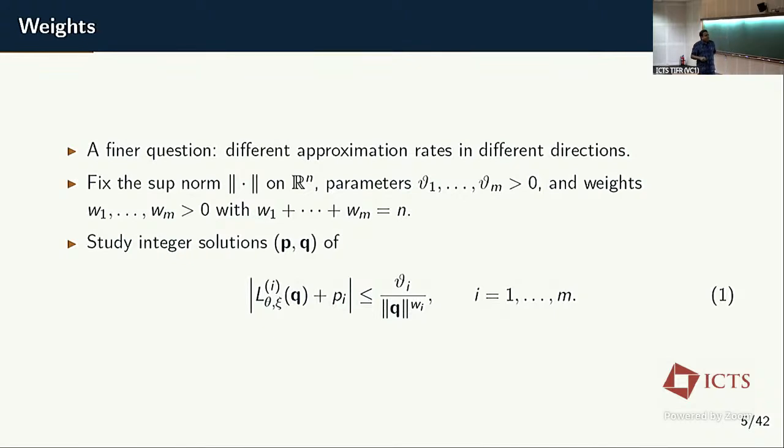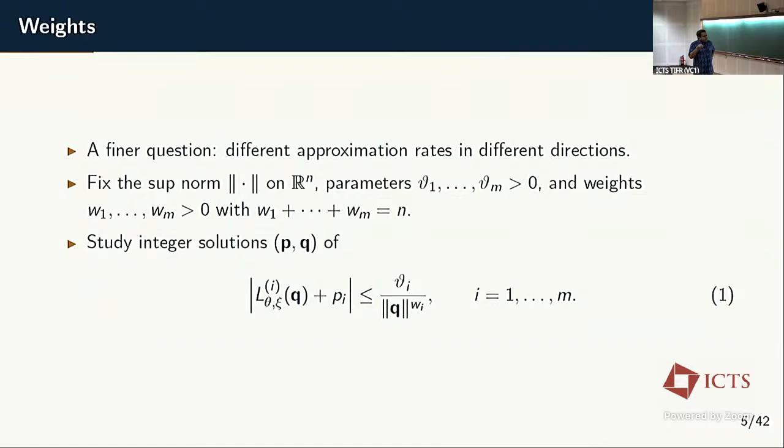There is a slightly finer question which I'll dwell on towards the end, so I just might as well introduce it now, which is that sometimes it's interesting and worthwhile to allow the different linear forms to have different rates of approximation. This amounts to putting a small weight on the denominator q. If it's too much now, don't worry about it.